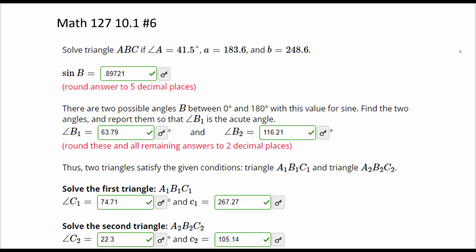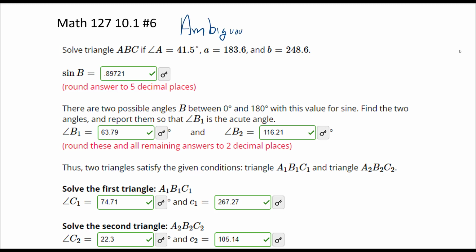Looks like this person already solved this problem, but I wanted to work it out anyway in case a person had lingering questions or if other people have questions about this problem. So here we go. It says solve the triangle ABC if angle A is 41.5 degrees, side a is 183.6, and side b is 248.6. So this is what we call angle side side, or side side angle, and it's the ambiguous triangle.